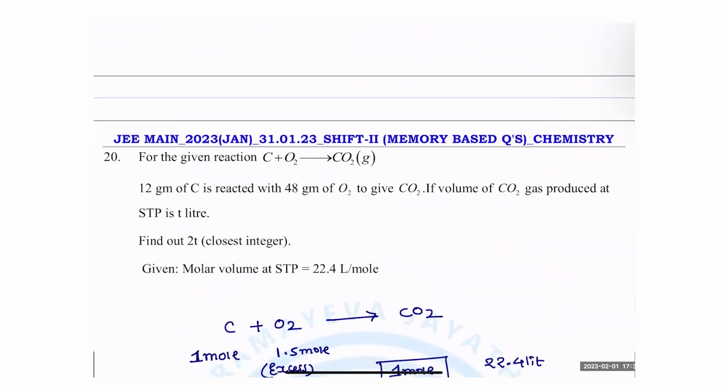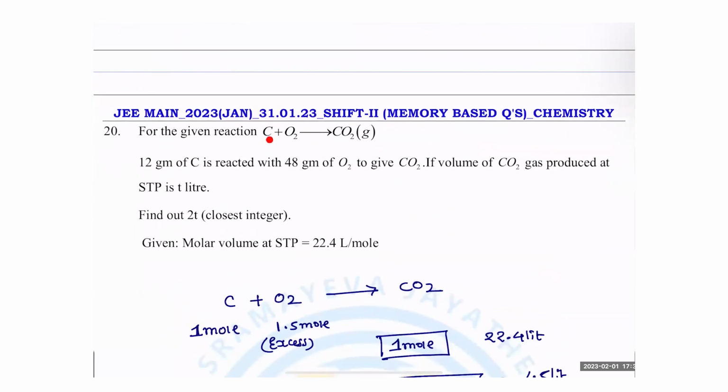For the given reaction, oxidation of carbon to carbon dioxide, 12 grams of carbon is reacted with 48 grams of oxygen to give carbon dioxide. If the volume of CO2 produced in this reaction at STP is T liters, find 2T. First let us find T, then multiply by 2, and report the answer to the closest integer. Molar volume at STP is given, 22.4 liters per mole. At STP, 1 mole of gas will occupy 22.4 liters.